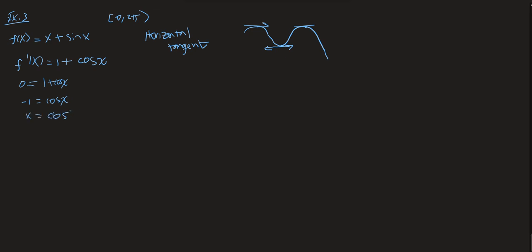And what this is saying is, what values can we plug into cosine that will give us a negative 1? And if you remember the unit circle, the only value where we can get a negative 1 from cosine is right here, and that angle is pi radians. So x will be equal to pi, and on our interval, that's the only value for x where f of x has a horizontal tangent. And so that's going to wrap up this video.